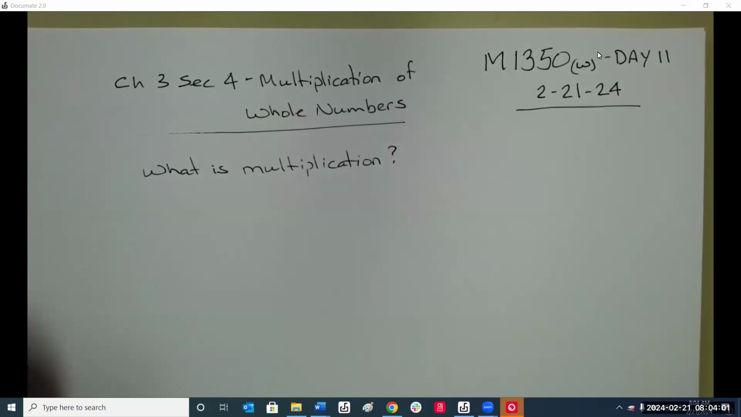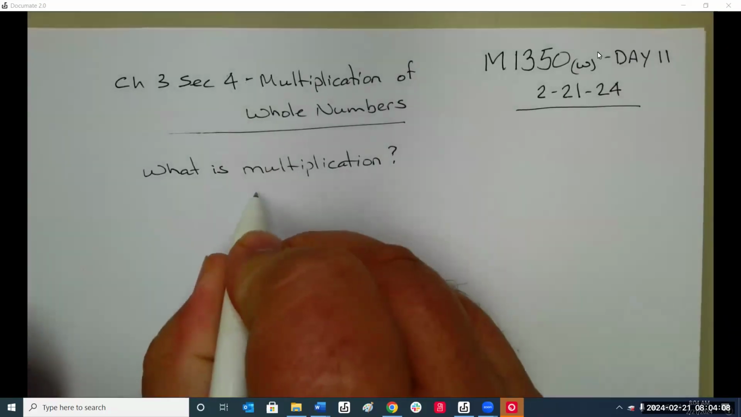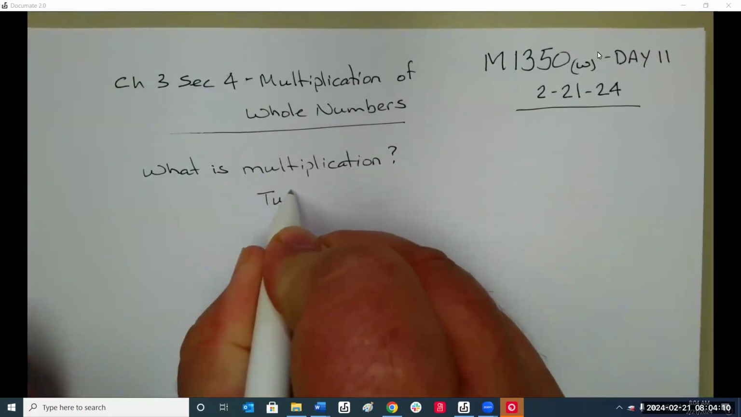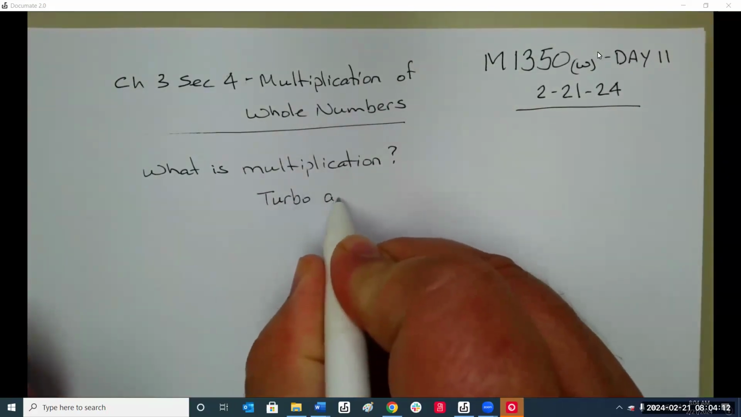Like a lot of numbers you can add, you can try it out. Where'd you see that? Oh no, I'm just saying. Multiplication is turbo addition.